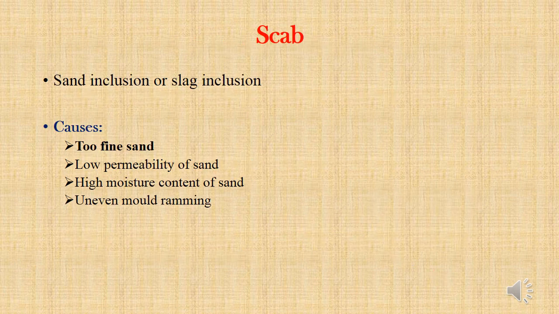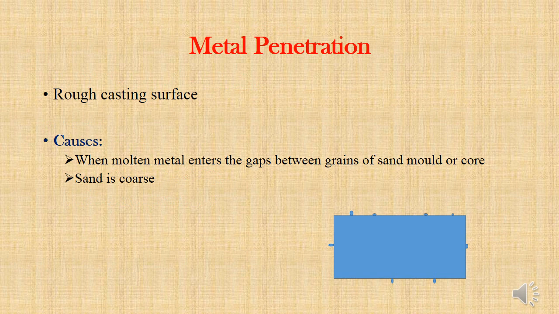Next, scab is a sand inclusion or slag inclusion in the casting. The main cause is using too fine sand. Other causes are low permeability of sand, high moisture content of sand, and uneven mold ramming. Next is metal penetration. This is the penetration of molten metal into the gaps in the mold cavity, resulting in a rough casting surface. The main cause for metal penetration is using coarse sand. When coarse sand is used, gaps occur between the sand grains and the molten metal penetrates into the sand.